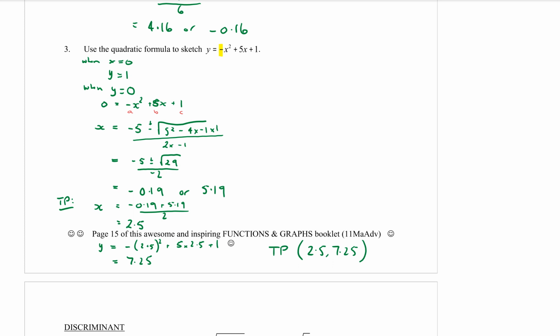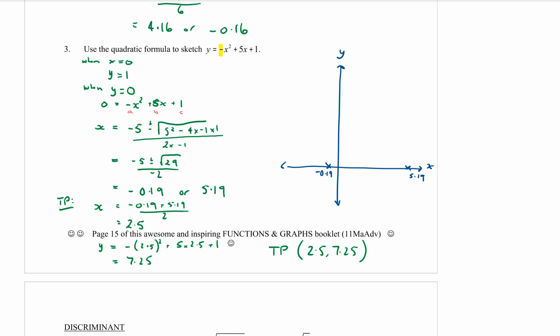The turning point has a positive y value, so it's all happening above the x-axis. So let's give us plenty of space above, like that. All right, let's start with the x-intercepts. Remember, it doesn't have to be to scale, but it does have to be labelled. So that can be my negative 0.19. And then I have a positive 5.19, which will be over here.